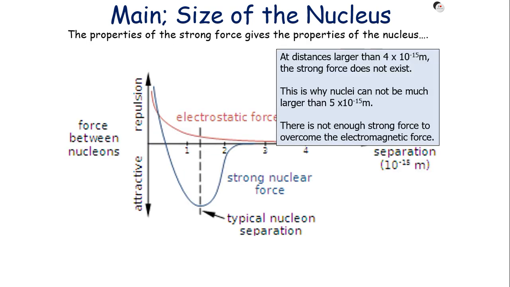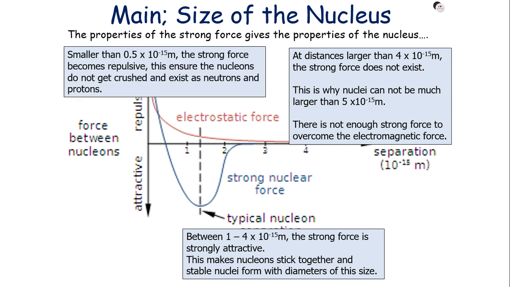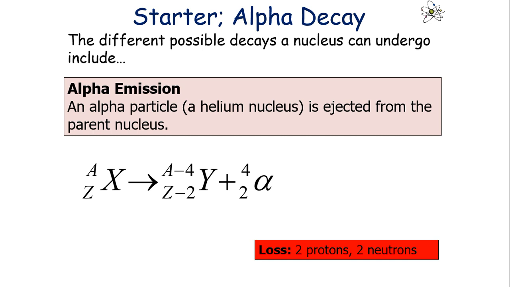Okay, and so far we've got the following here. At distances larger than 4 times 10 to the minus 15 meters, the strong force doesn't exist, which is why nuclei can't be much larger than 5 times 10 to the minus 15 meters, because the strong force can't overcome the electromagnetic force. Between 1 and 4 femtometers, 10 to the minus 15 meters, the strong force is strongly attractive. That makes the nucleons stick together and stable nuclei form. And smaller than 0.5 times 10 to the minus 15 meters, the strong force becomes repulsive. It ensures the nucleons don't get crushed and exist as neutrons and protons. But like we said before, what happens when a nucleus becomes unstable?